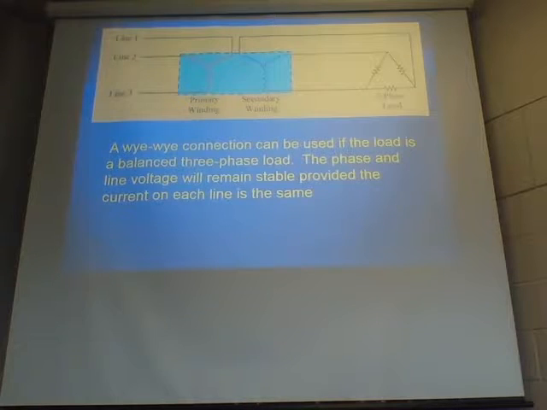A Y-to-Y connection can be used if the load is a balanced three-phase load. The phase and line voltage will remain stable provided the current on each line is the same. So as long as you have a three-phase load here, that all three phases are the same, you'll have the same current on each leg, then a Y-to-Y transformer is acceptable. The calculations are similar to the straight three-phase calculations we did with the alternator.